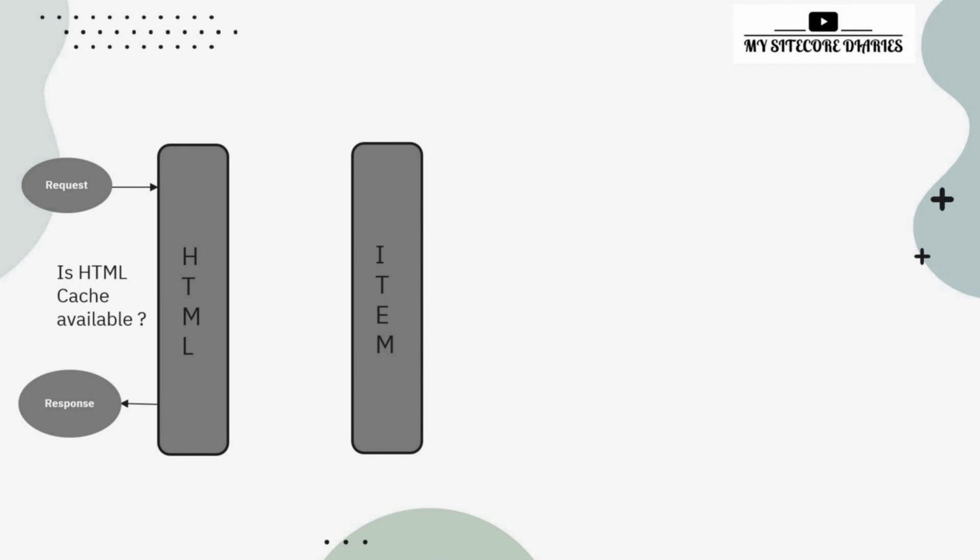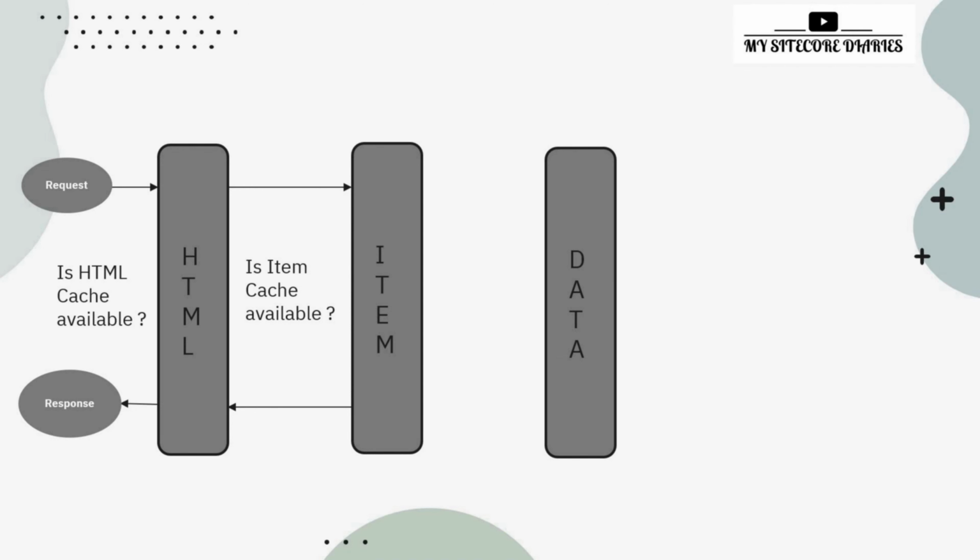Then the second layer is the item cache. If the HTML cache is not available, then Sitecore checks whether there is any item cache available for that item. Then that item cache is sent as a response. So item cache is your second layer. Then the third layer is the data cache. If the item cache is also not available, then Sitecore checks if there is a data cache available. If there is, then that is sent as a response.